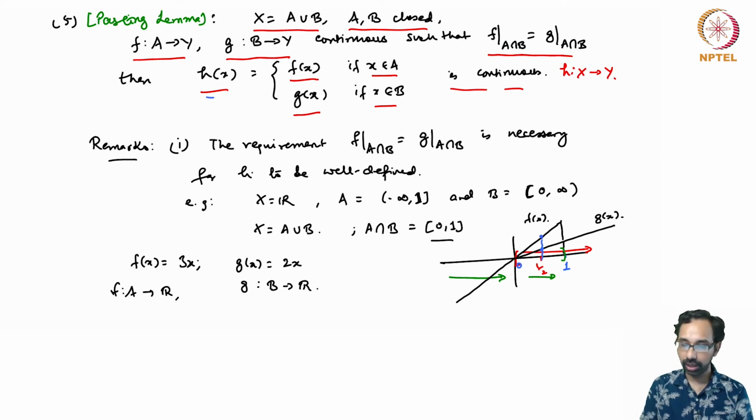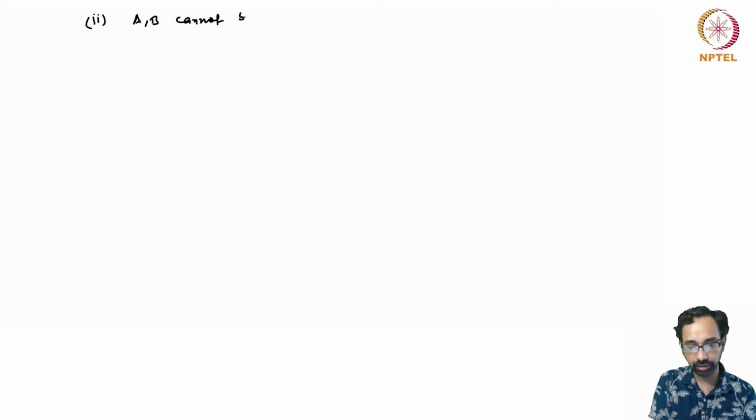On the other hand, you also need some restrictions on the sets A and B. For example, I will give you an example where A and B are not closed and all the conditions are satisfied, but h, defined this way, is not continuous. This is the second remark, that A and B cannot be arbitrary subsets for the pasting lemma to hold.